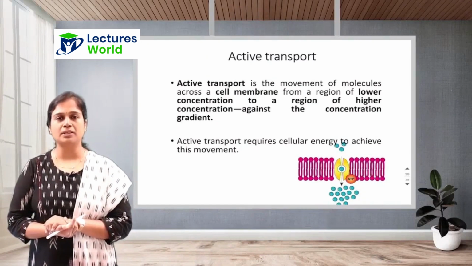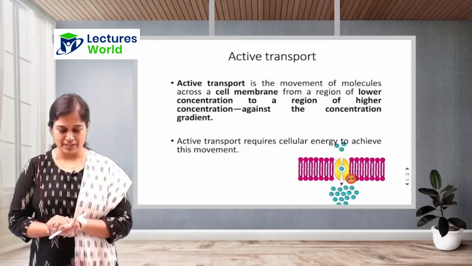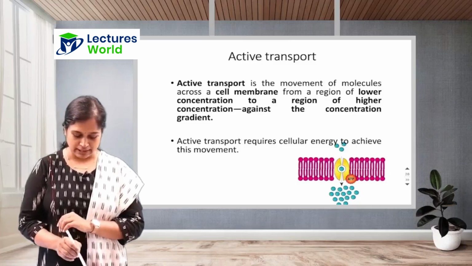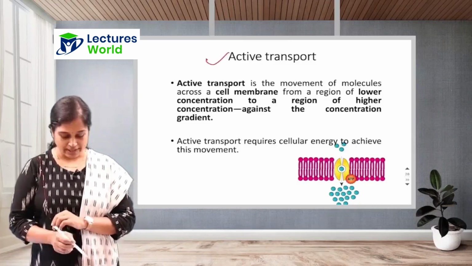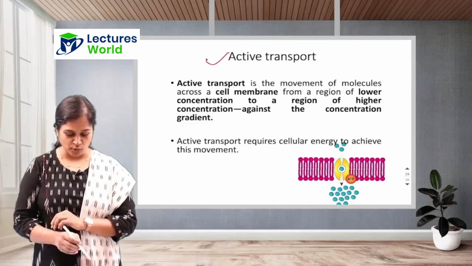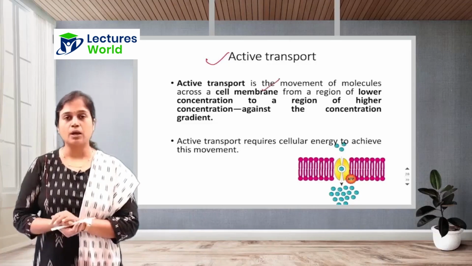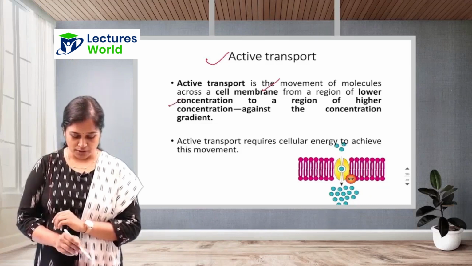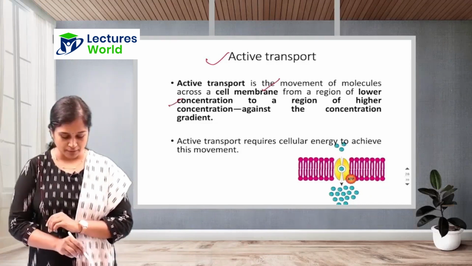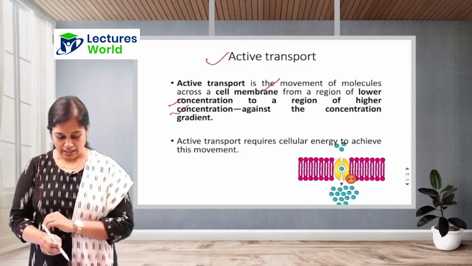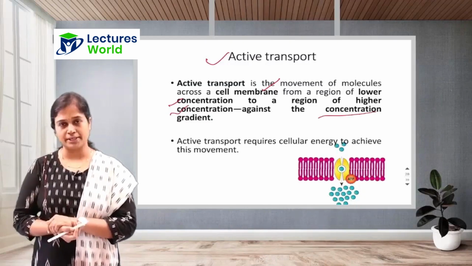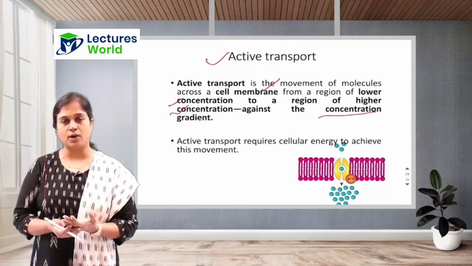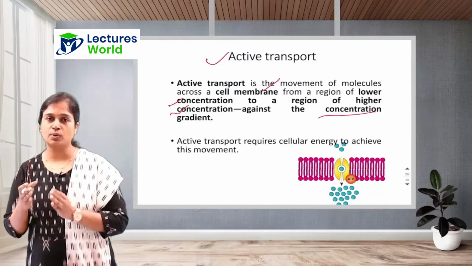Now moving on to the second type of transport which takes place through the plasma membrane, that is active transport. Active transport is the movement of molecules across the cell membrane from a region of lower concentration to a region of higher concentration, against the concentration gradient. In diffusion, transport occurs from higher concentration to lower concentration.